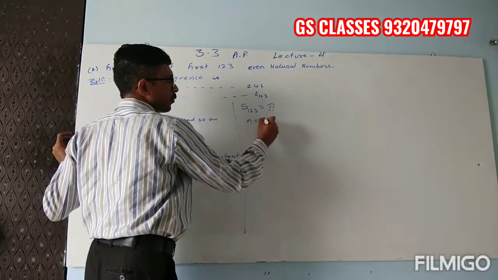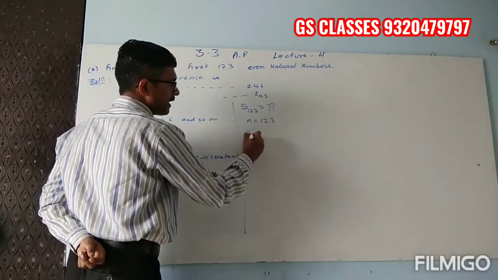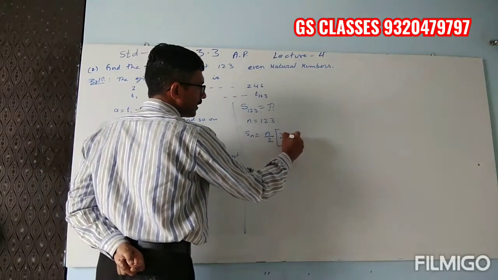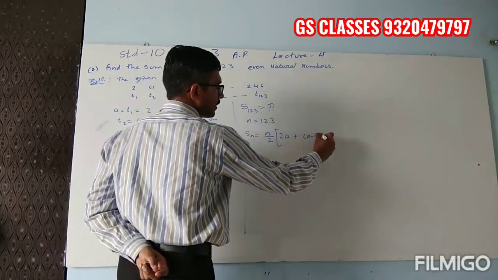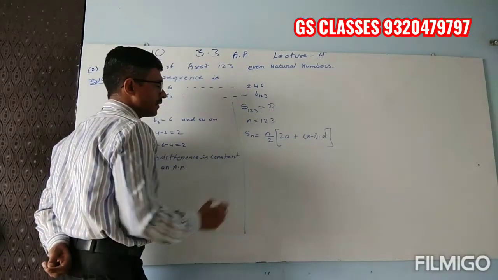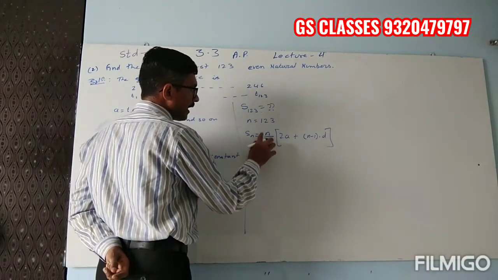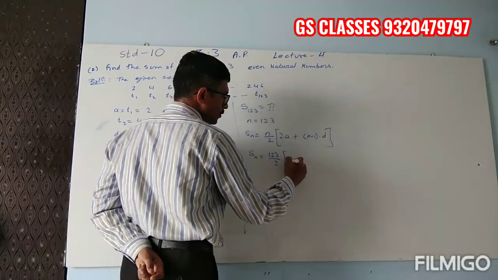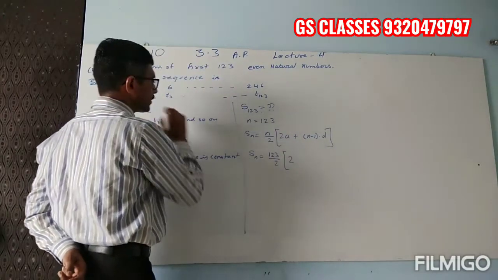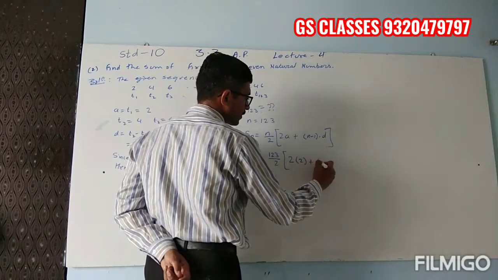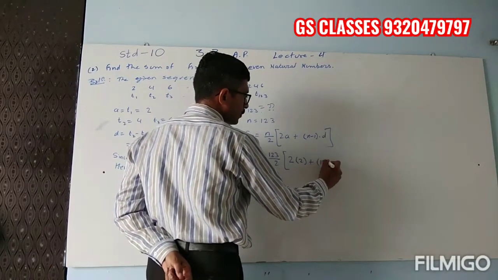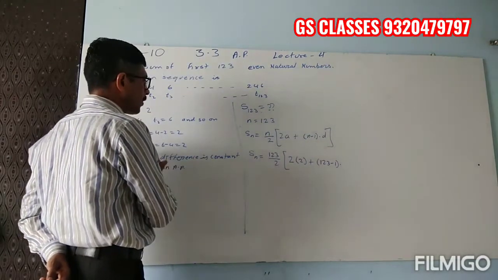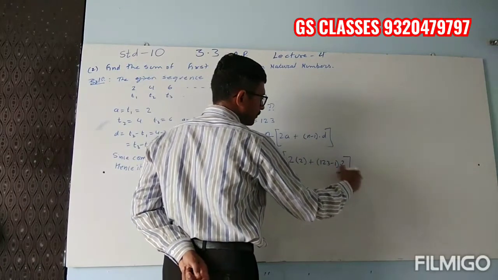Now we have to find sum of 123 terms. So n value is 123. Sn formula is what? n by 2, 2a plus n minus 1 into d. Now children, n by 2 is 123 by 2, 2a. A is what? A is 2. n is 123 minus 1 into d. D is what? D is 2.